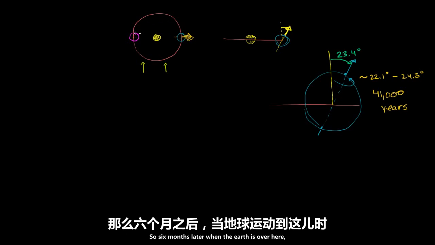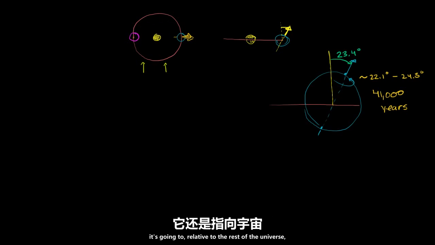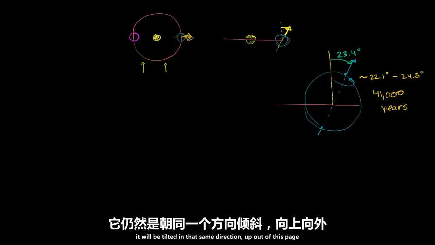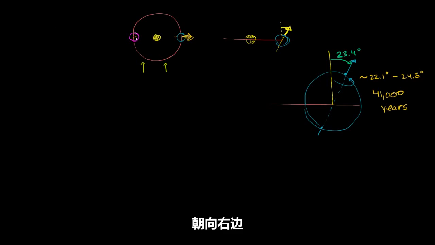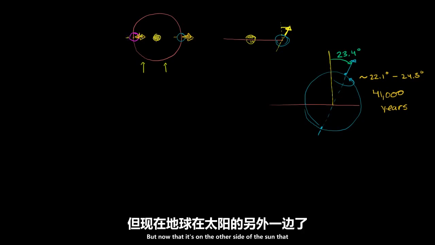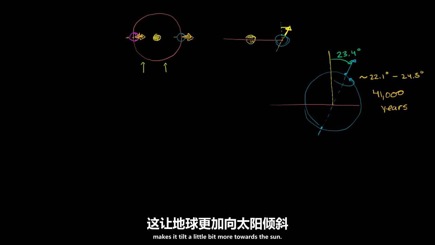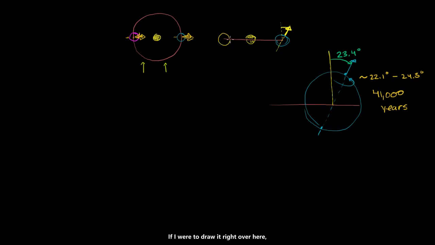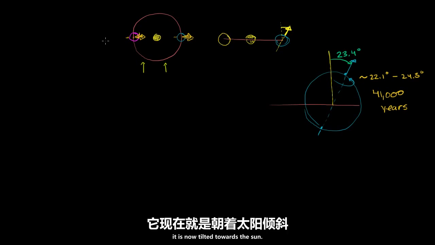So 6 months later, when the Earth is over here, relative to the rest of the universe, it will be tilted in that same direction, up and out of this page and to the right, again just like it was over here. But now that it's on the other side of the sun, that makes it tilt a little bit more towards the sun. If I were to draw it right over here, it is now tilted towards the sun.